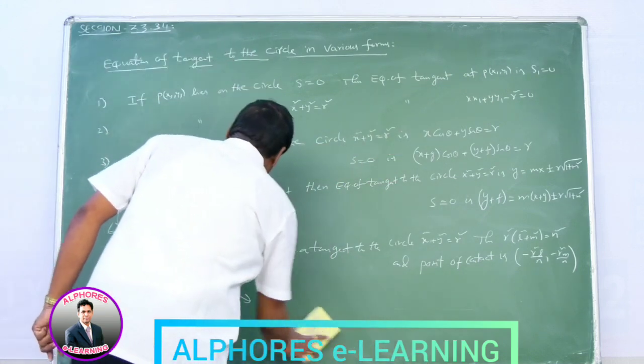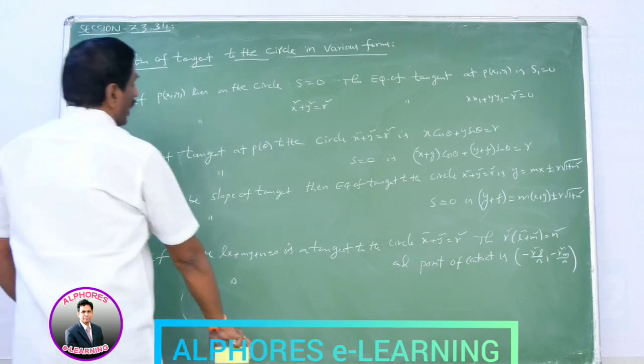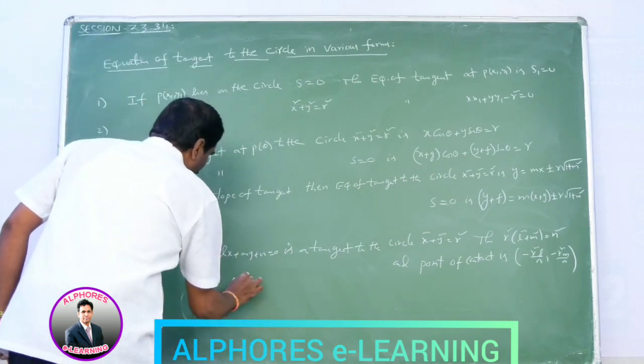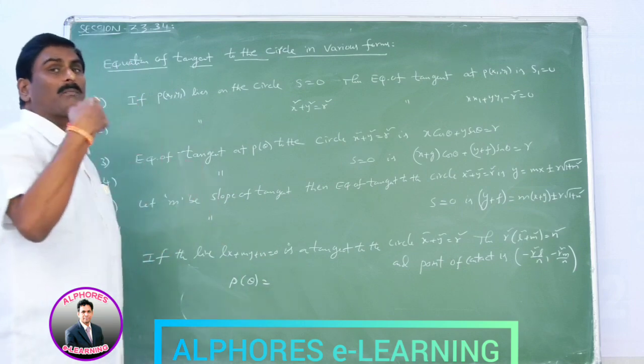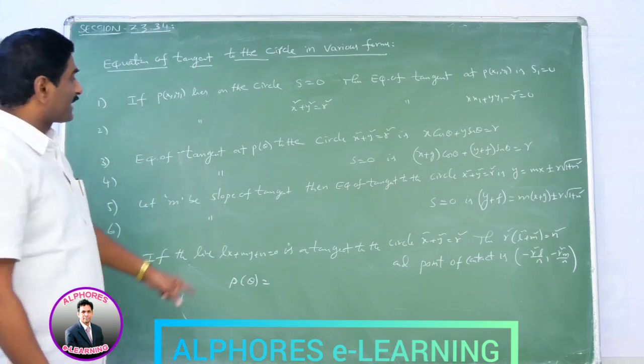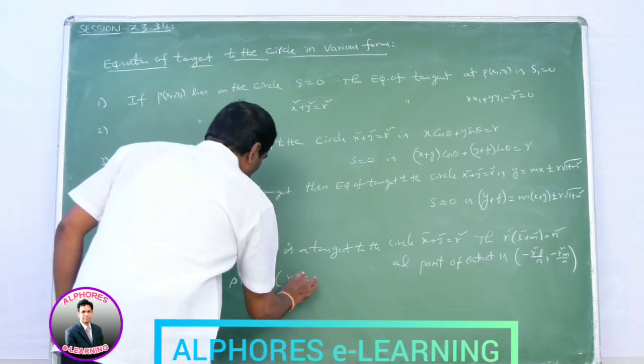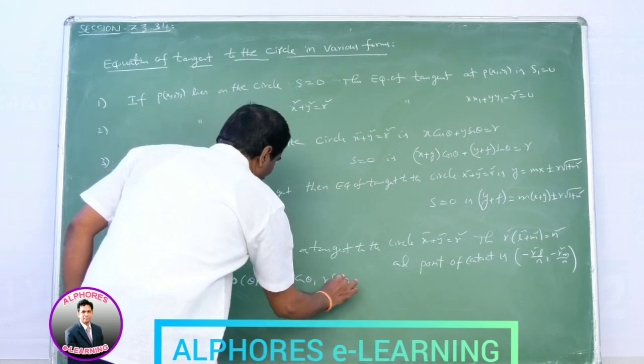In this case, what is the value of P(θ)? P(θ) is nothing but the corresponding point at the parameter θ. Here the center of the circle is (0, 0). The corresponding point is (r cos θ, r sin θ).